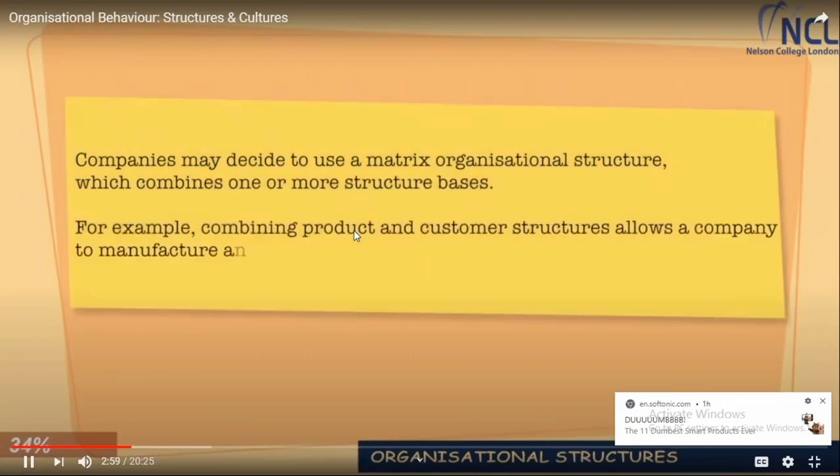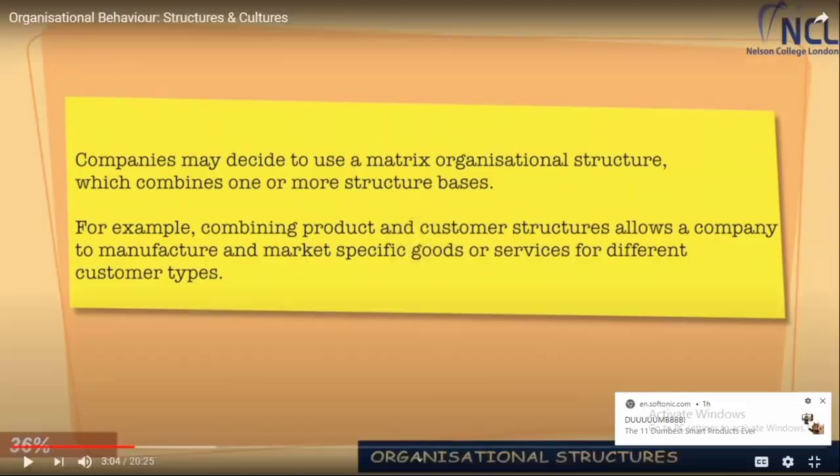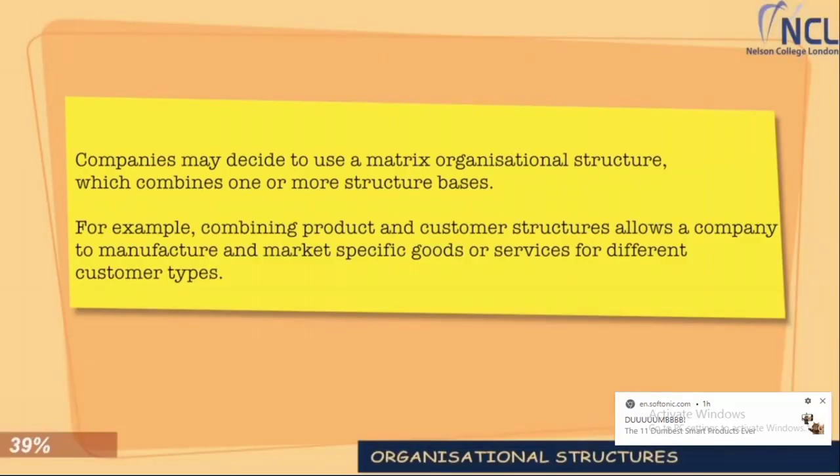Companies may decide to use a matrix organizational structure, which combines one or more structure bases. Hope you're taking notes. So we have another one called matrix organizational structure, which combines one or more structural bases. For example, it can combine product and customer together to allow a company to manufacture and market specific goods or services for different customers. For example, combining product and customer structures allows a company to manufacture and market specific goods or services for different customer types.